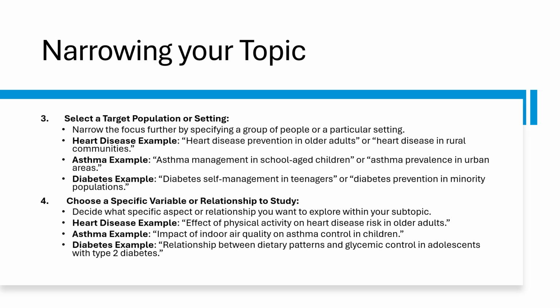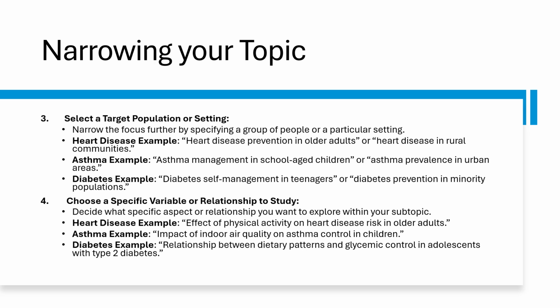Said, for example, heart disease prevention in older adults. That could be the inclusion criteria: only older adults. So researching heart disease only in rural communities, not in developed cities or developed countries.